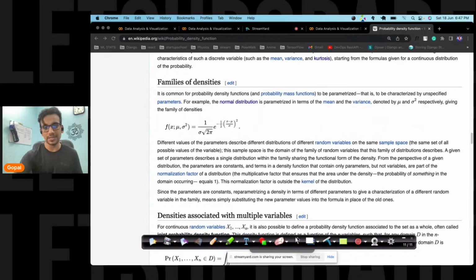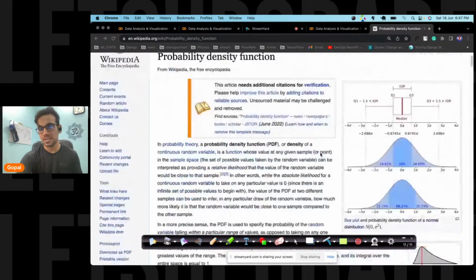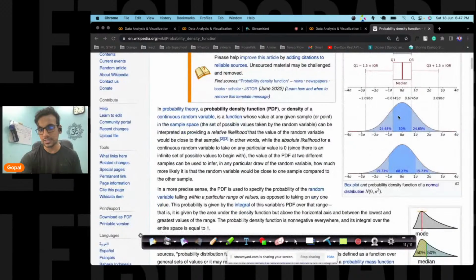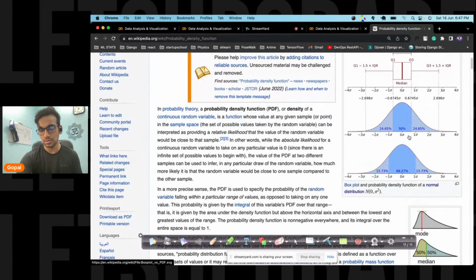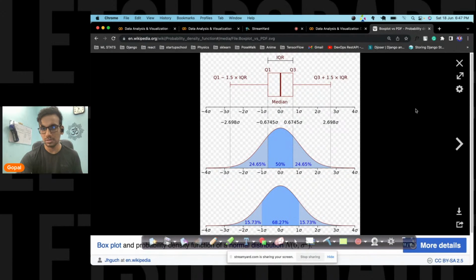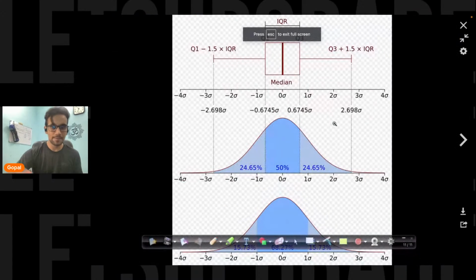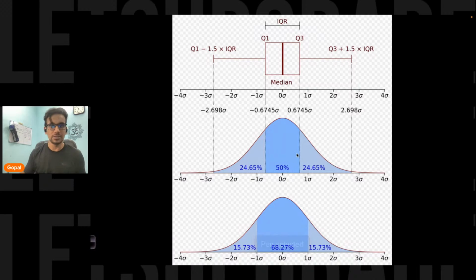So if I go back here and open this in a new tab, not the image though, okay, this is much better now. So let's talk about this certain graph and equation. Just for now, forget about this one. This is your box plot, which we will study just in a while. But this is your bell curve.